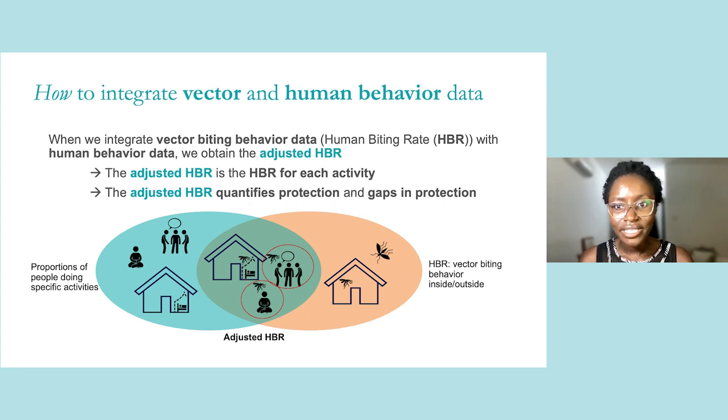This is done by integrating the human biting rate, HBR, inside and outside the house with the proportions of people doing specific activities inside and outside the house. For example, sleeping under a bed net or socializing outside. This data is collected through HBOs. When you combine the HBR data and the human behavior observation data, you obtain the adjusted biting rate for each activity. Here, the people socializing outside during the mosquito biting hours represent a gap in protection.